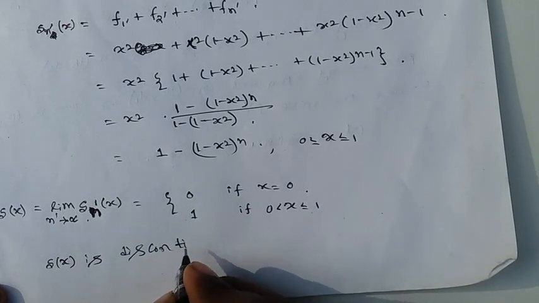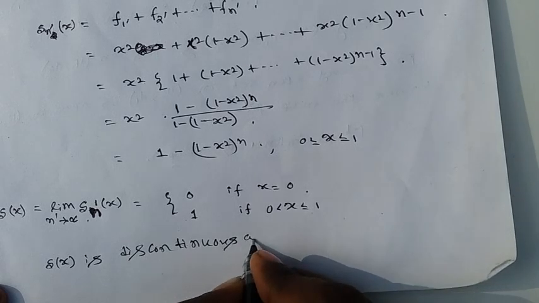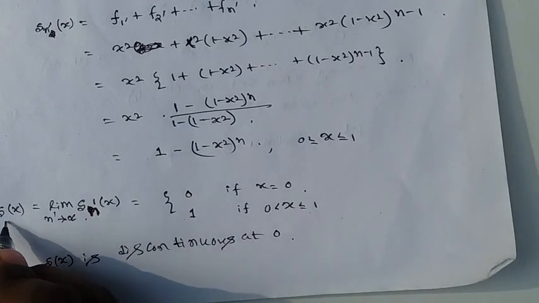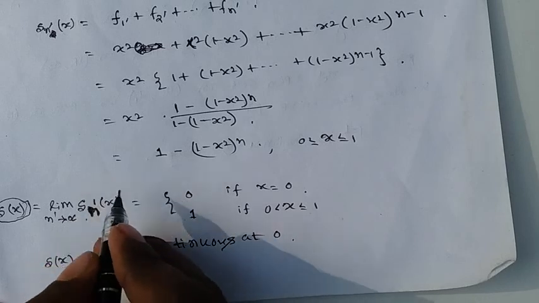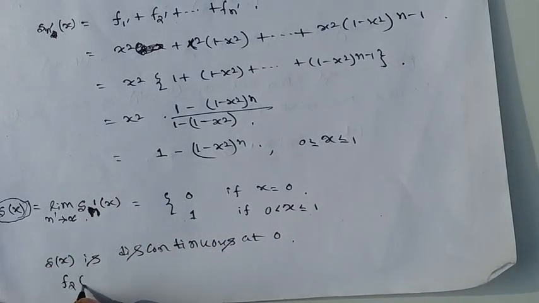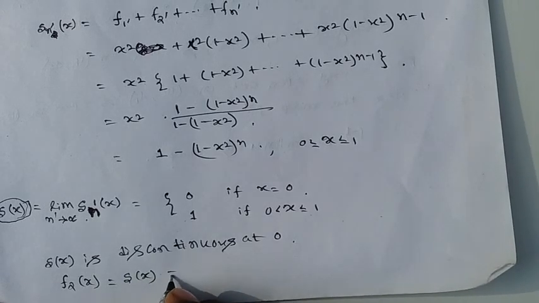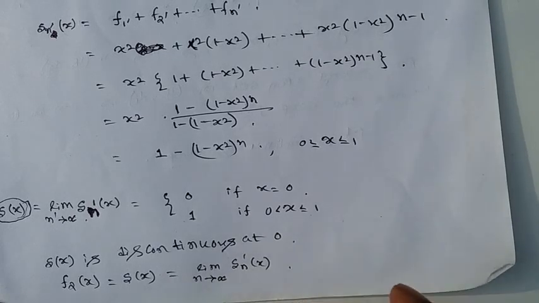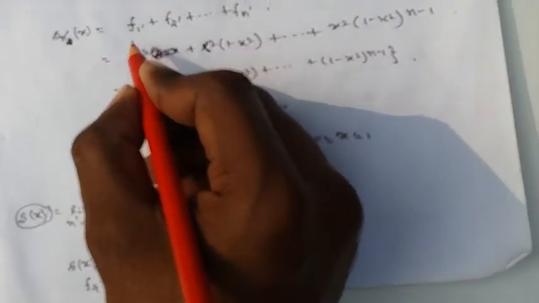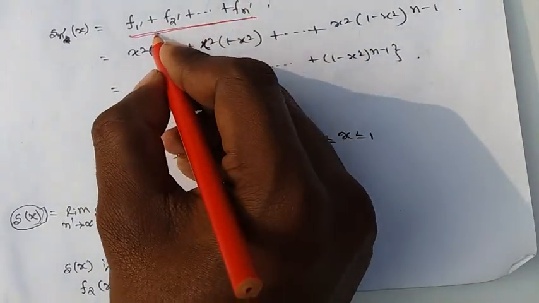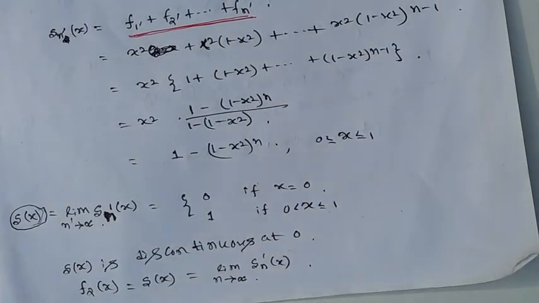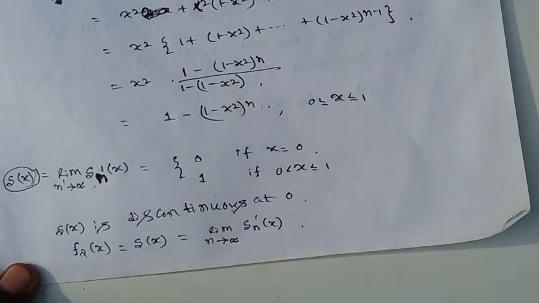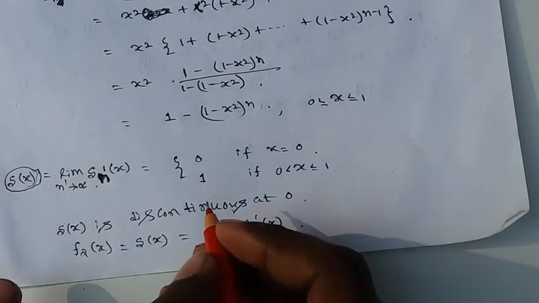discontinuous at 0, and since the function S(x) is discontinuous here, and actually f2(x) is equal to S(x), that means the limit as n tends to infinity of Sn(x). Since Sn(x) is the sum of the first n terms of this series, f2(x) equals S(x) equals the limit as n tends to infinity of Sn(x). So that's why f2(x) is not continuous.